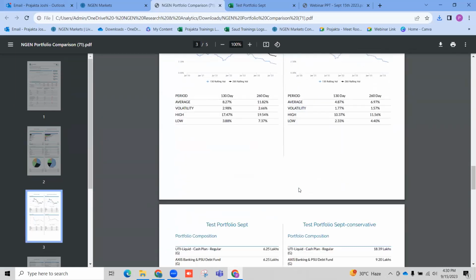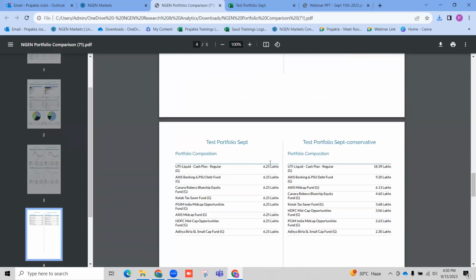And the actual proposal is going to be this page, the last page, right? Wherein what we've done is we've differentiated or allocated the capital or the AUM of the client on the basis of the percentages. So you will see that equal allocation is being made here. So 6.25 lakhs each to each of the funds.